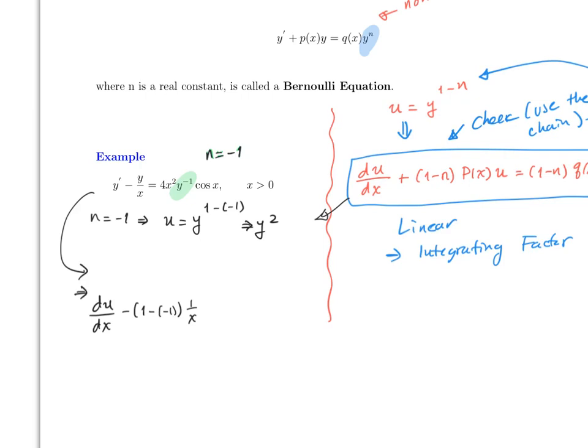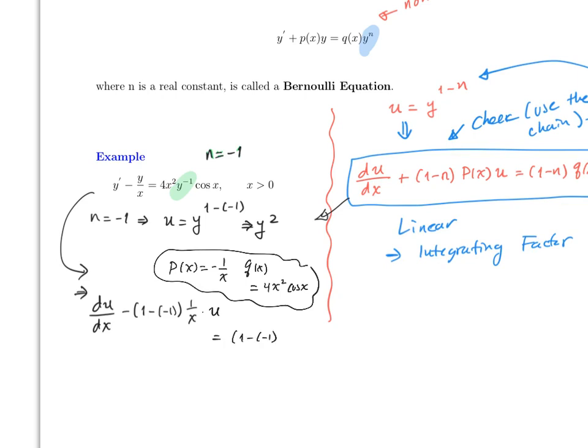Actually, maybe I should write that down. Here, p of x is equal to minus 1 over x, and q of x is equal to 4x squared cosine of x. Okay. All right, so therefore times u, and this will be equal to 1 minus 1 times q of x, which is going to be 4x squared cosine x. Okay.